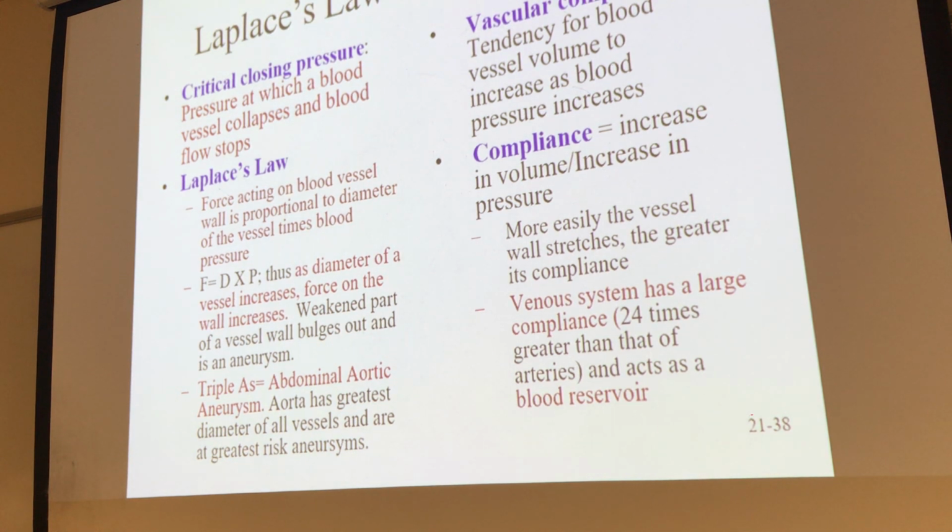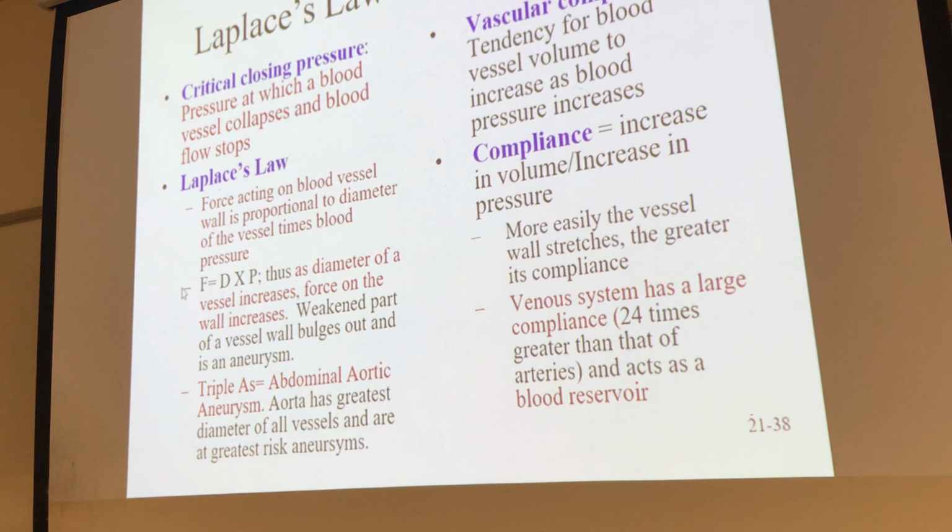Nothing's going to be bigger than the ascending and descending aorta. The abdominal aorta will also be receiving blood directly from your left ventricle, so it's also going to feel the highest pressure, because it's receiving blood right from the left ventricle. So the abdominal aorta is usually the one that feels the greatest amount of force.